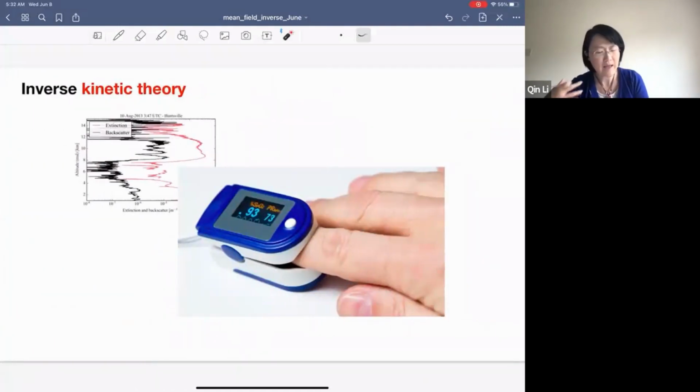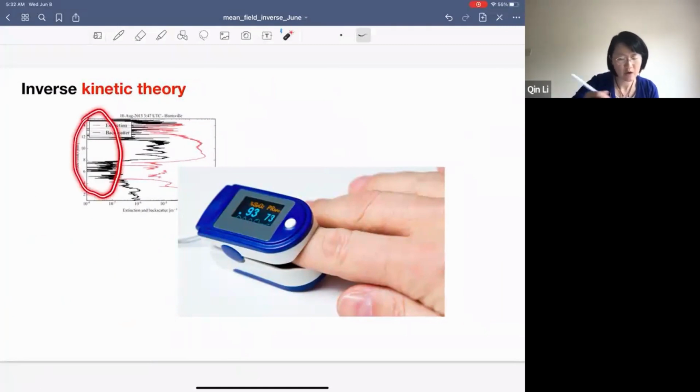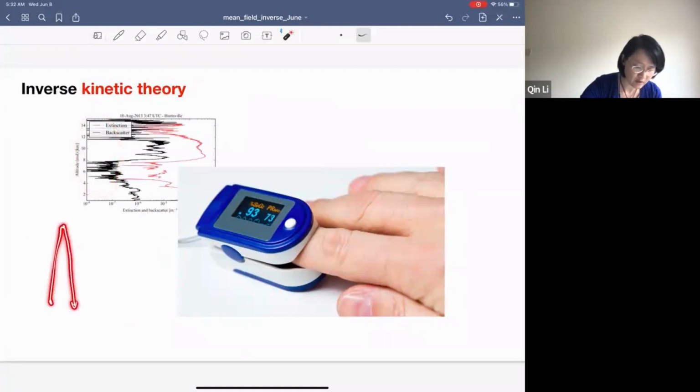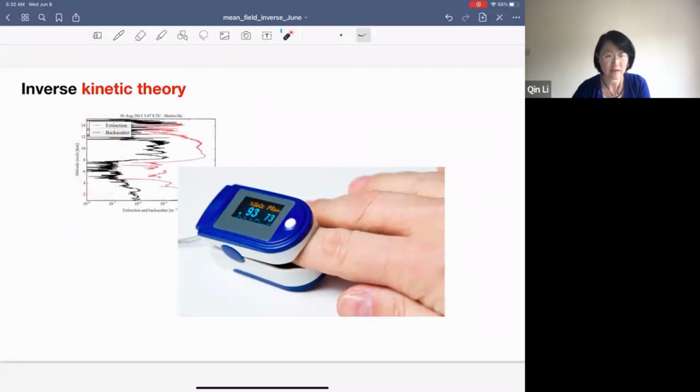So there are many examples of the inverse kinetic theory. Besides the example that we talked about earlier, we send a photon to the sky and count how many photons come back at a different time, so we can infer how much cloud is in the sky.